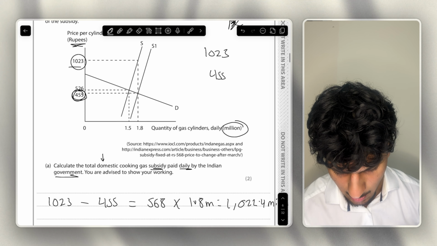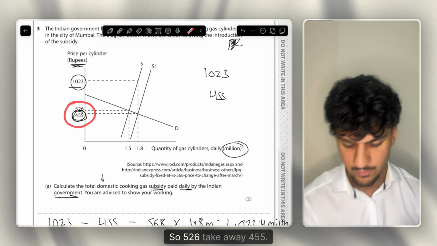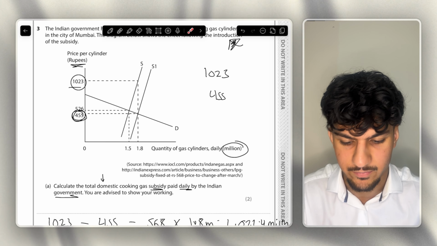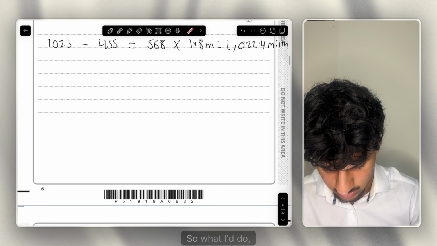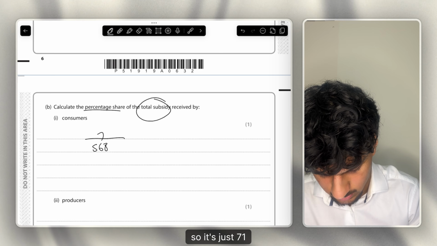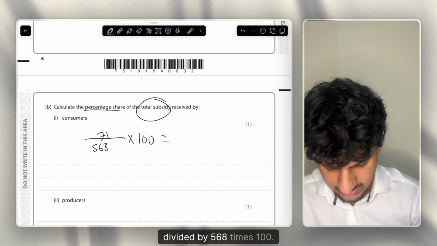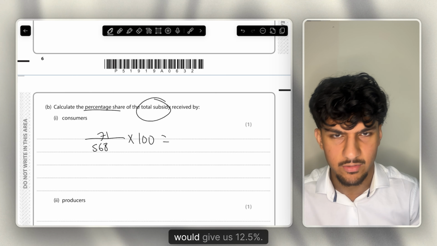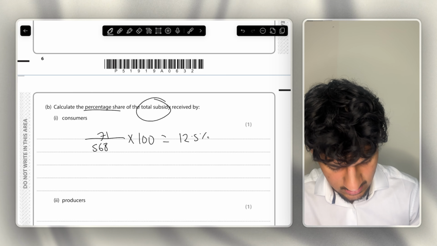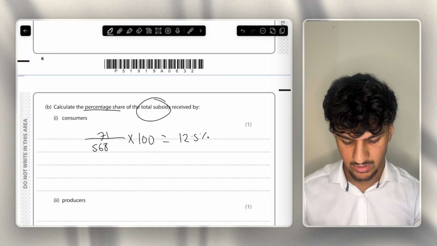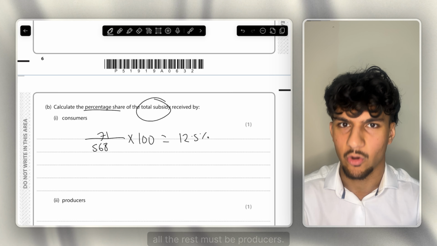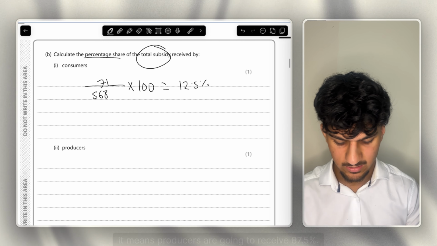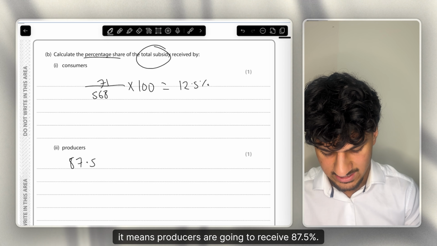If we look at consumers, let's just work out the difference. So 526 take away 455, and it would be great if I had a calculator. That would give us 71, so it's just 71 divided by 568 times 100, and if we work that out, which I cannot, would give us 12.5%. Now, to make it really easy, if consumers receive 12.5%, all the rest must be producers. So if you take 12.5% away from 100, producers are going to receive 87.5%.